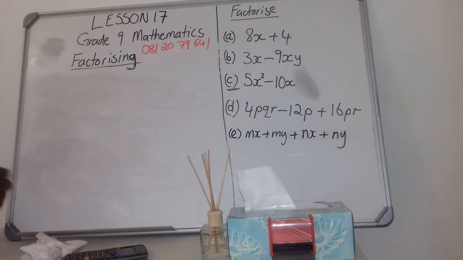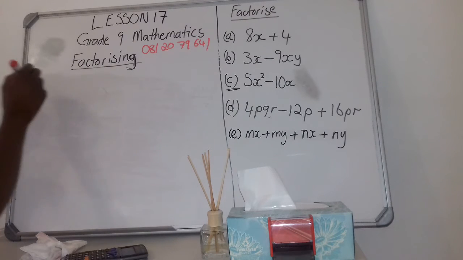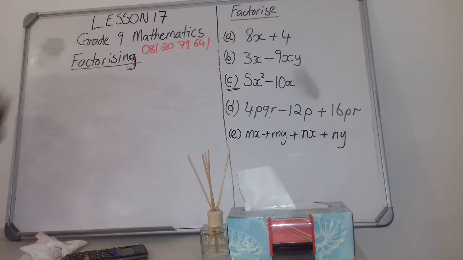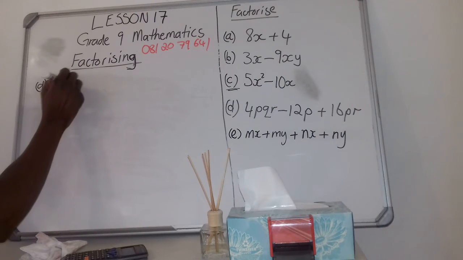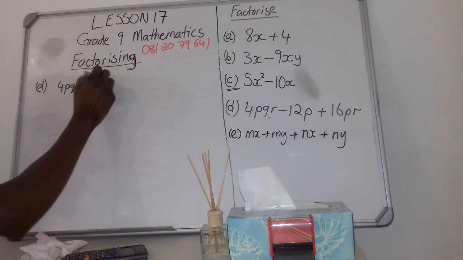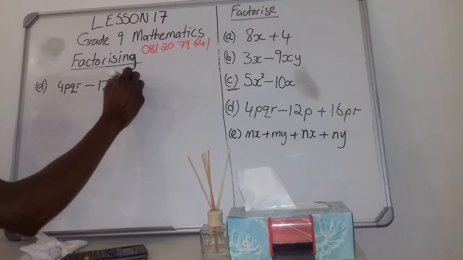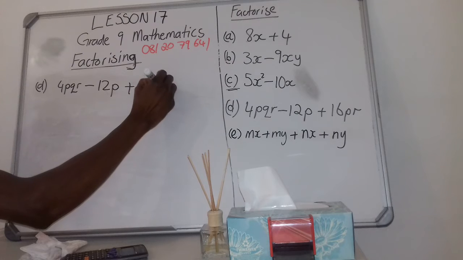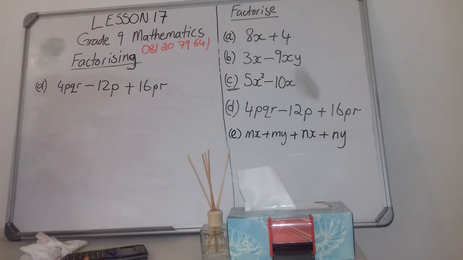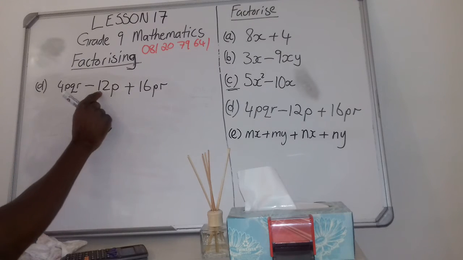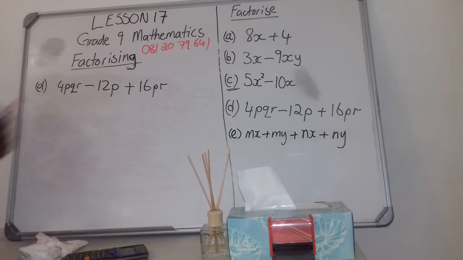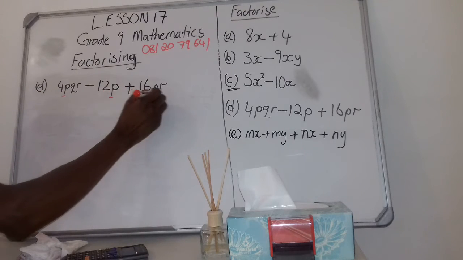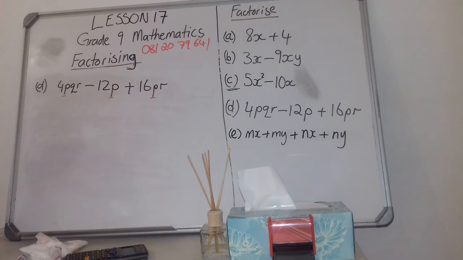Alright, so part D, we have 3 terms: 4pqr minus 12p plus 16pr. As you can see, all the terms can be divided by 4. 4 goes here once, 4 goes there 3 times, 4 goes there 4 times. All the terms have a p, meaning that p will be part of the highest common factor.